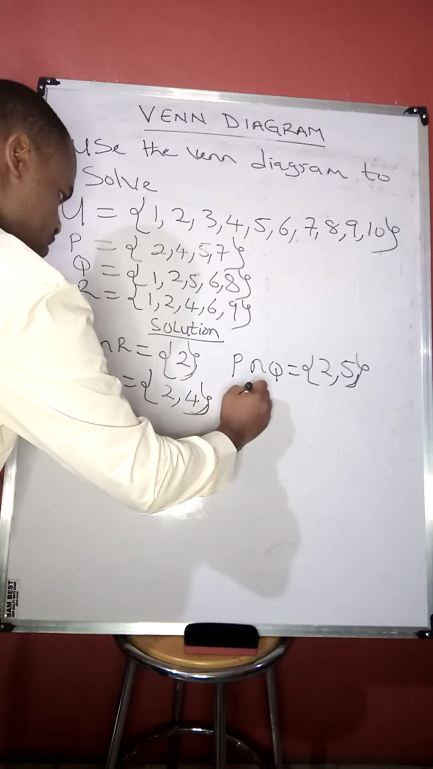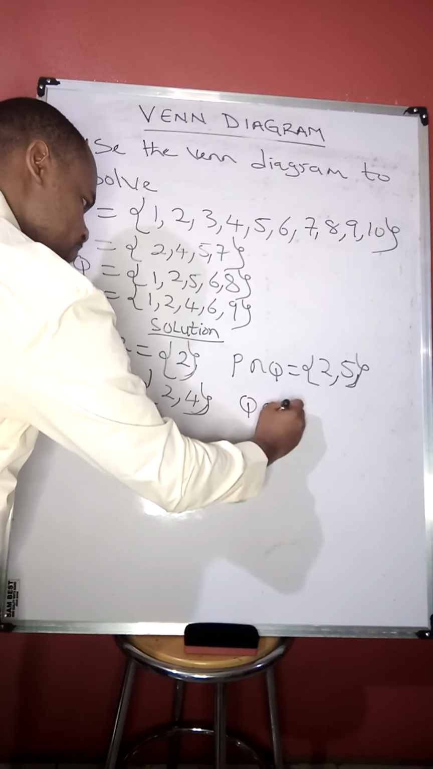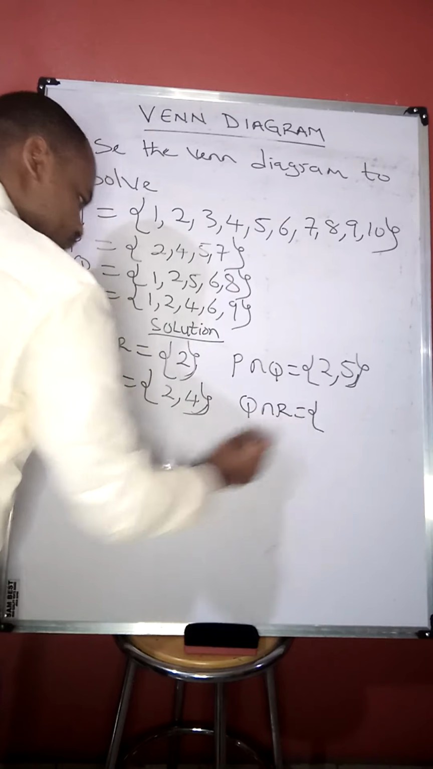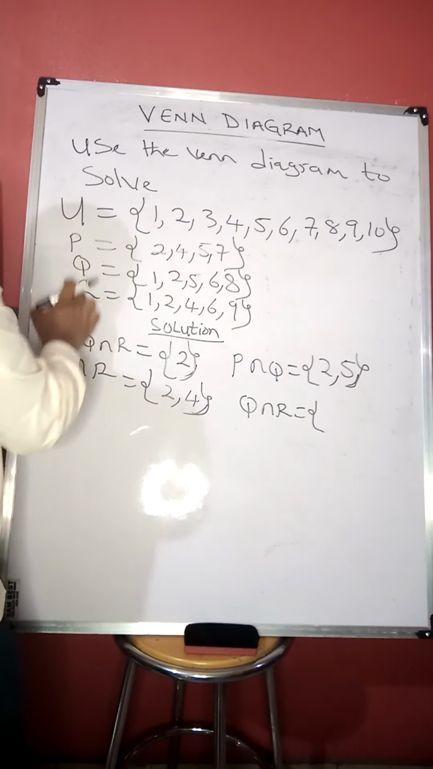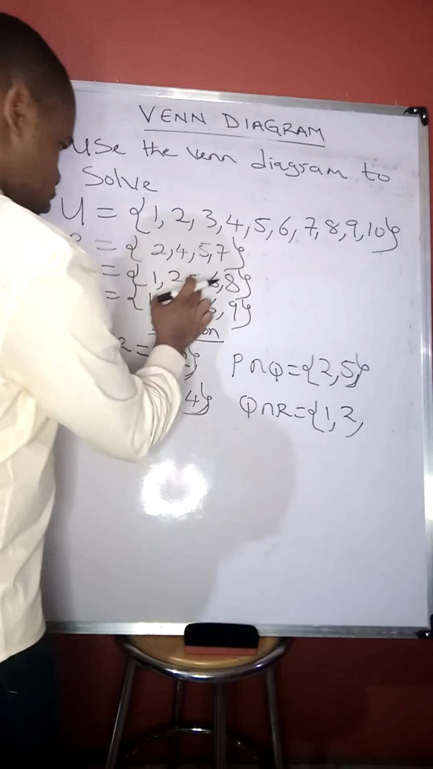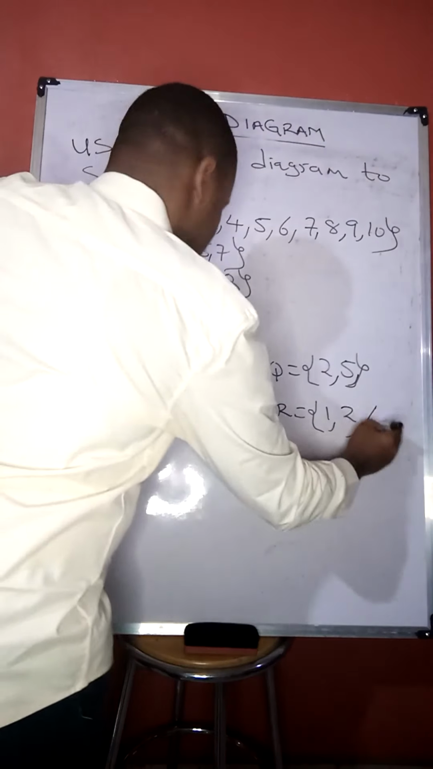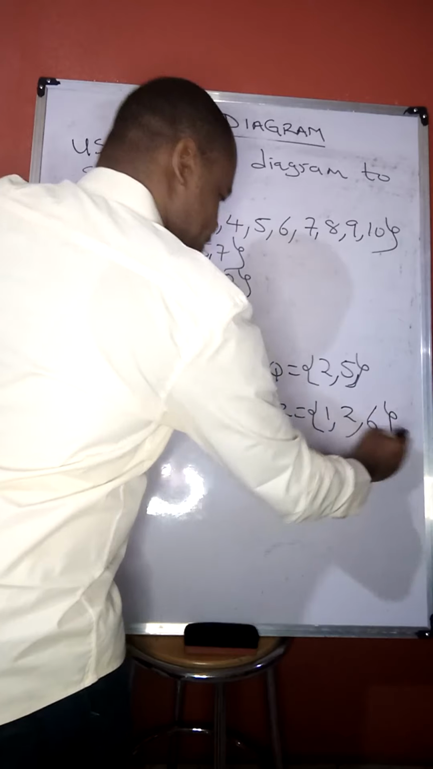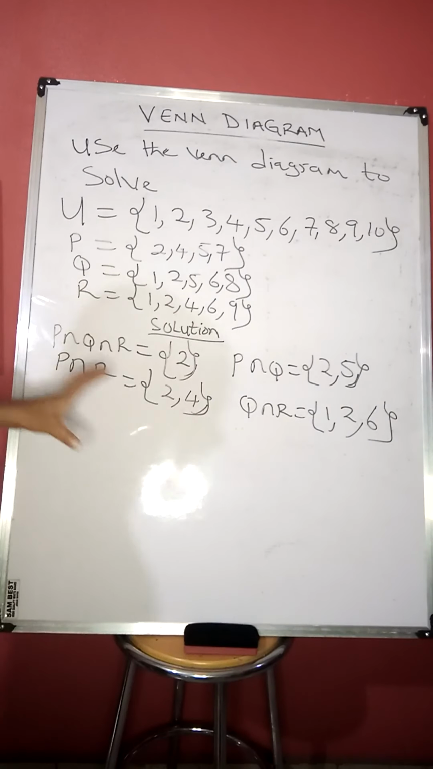Then the next one will be what? Q intersection R. Now let's list out Q intersection R, where these two meet. I have 1, I have 2, 5, no 5, 6, I have 6. And that is all. Alright, now we've been able to get all our intersections.